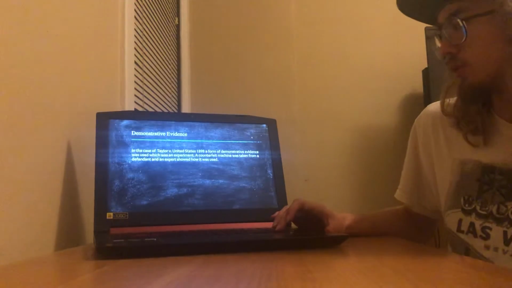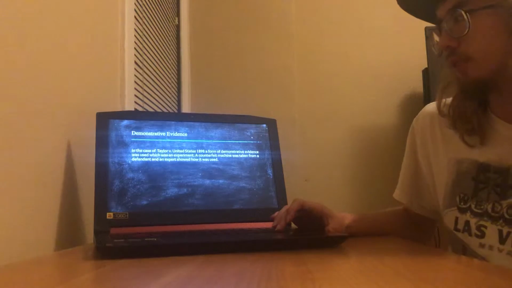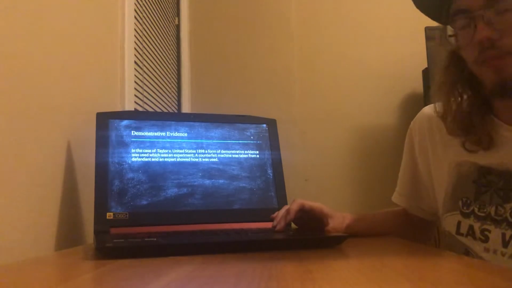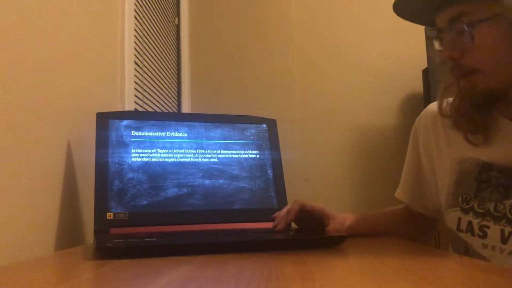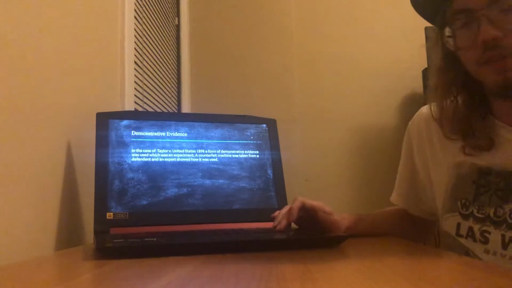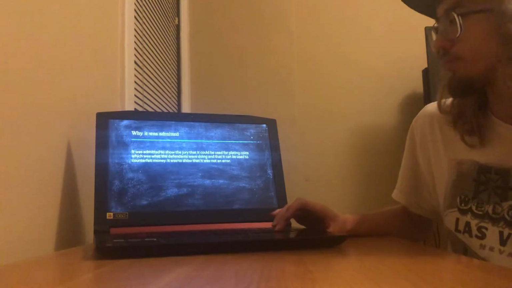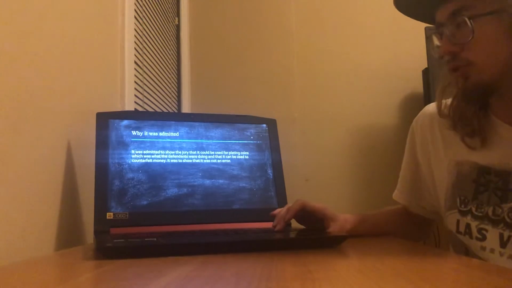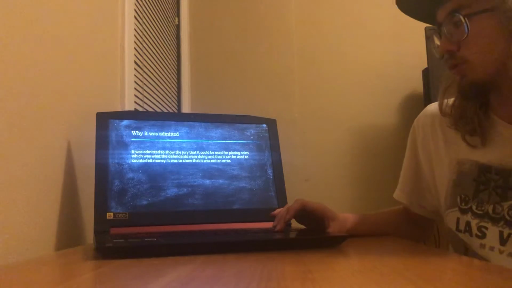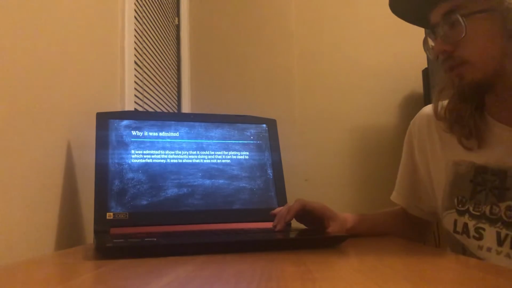Demonstrated evidence was used in the case, and the type was experiment. A counterfeit machine was taken from one of the defendant's houses, and the expert was brought in to show how it was used. It was admitted to show the jury that it could be used for plating coins, which was what the defendants were doing, and that it can be used to create counterfeit money.